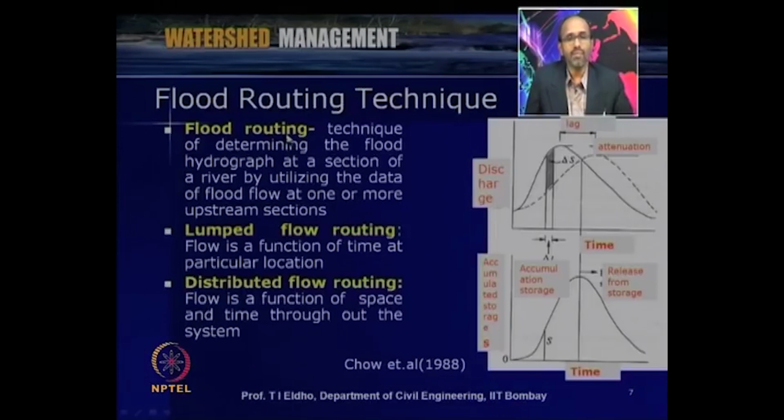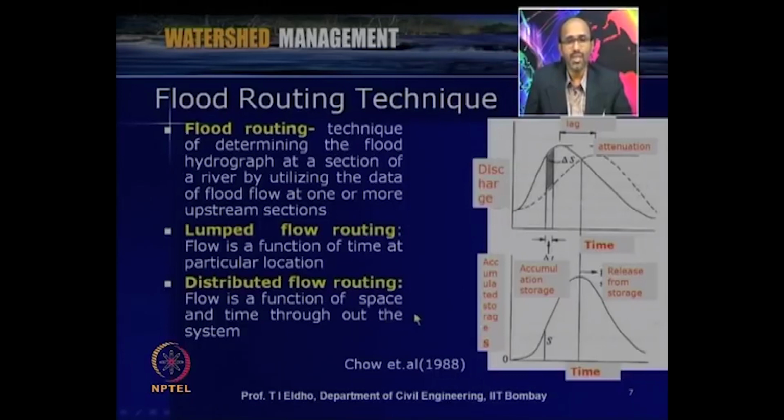When we deal with flood routing, we can have two types of flow routing. One is lumped flow routing, and the second one is distributed flow routing. In lumped flow routing, flow is a function of time only at a particular location. The spatial aspects we are not considering, only time. That is the lumped flow routing. And in distributed flow routing, flow is a function of space and time throughout the system.